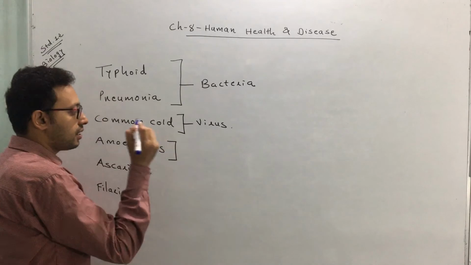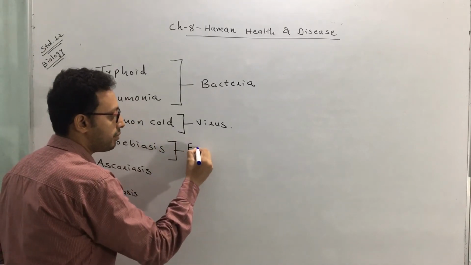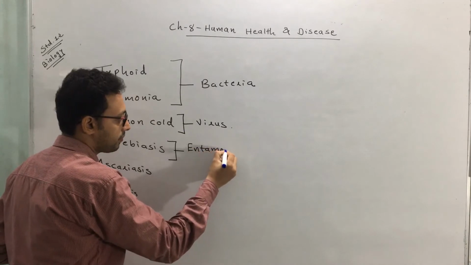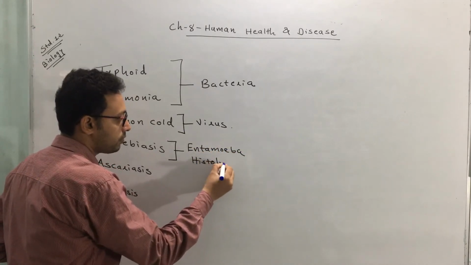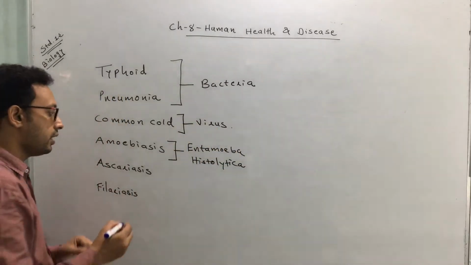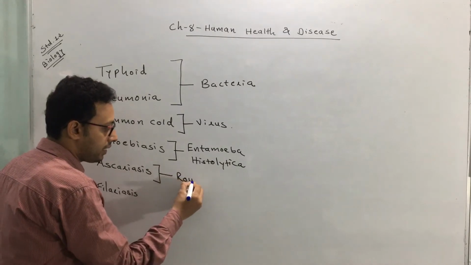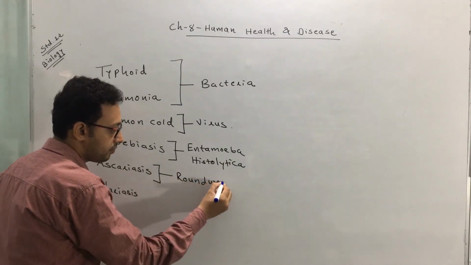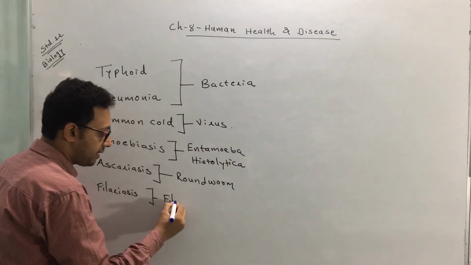Amoebiasis is caused by a protozoa, Entamoeba histolytica. Ascariasis is caused by roundworm, and filariasis is caused by filarial worm.